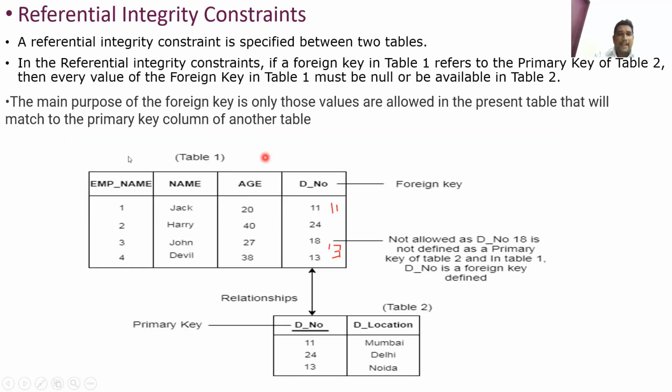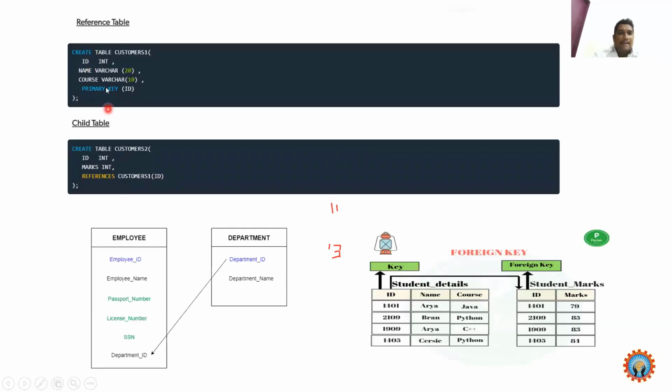Next, how do we create this referential key? I have two tables: one is the master table and the second is the child table. The master table is called the reference table, the referential table.